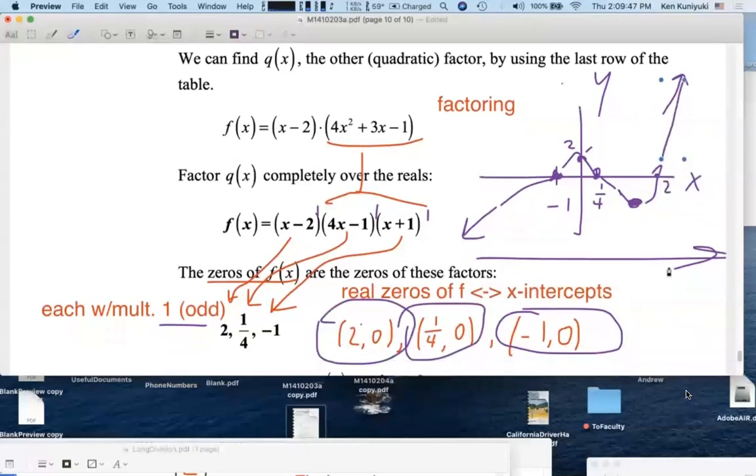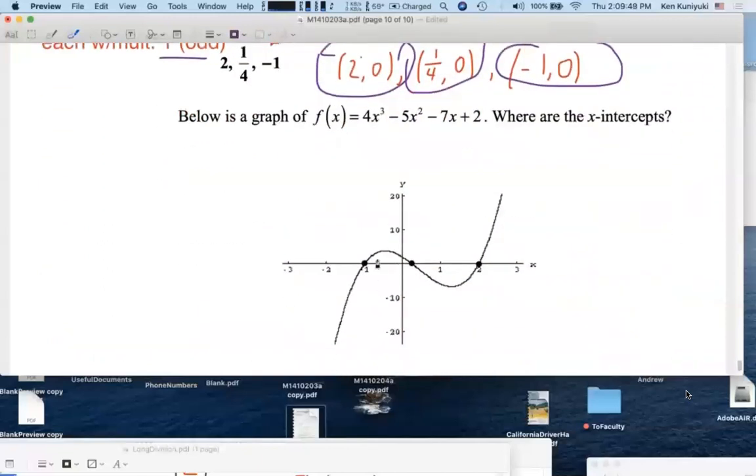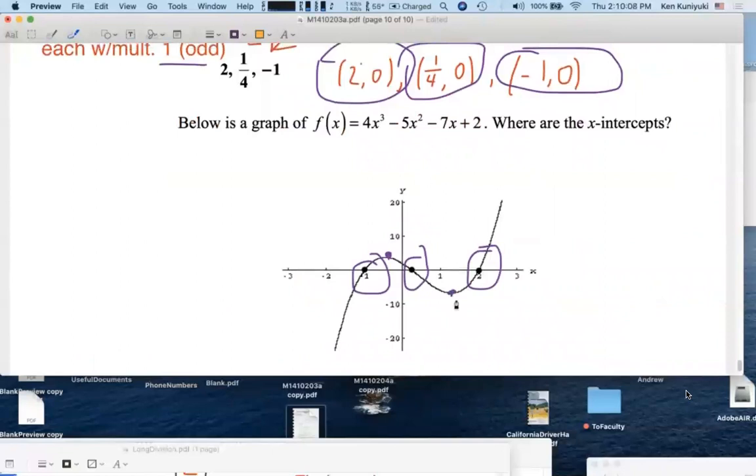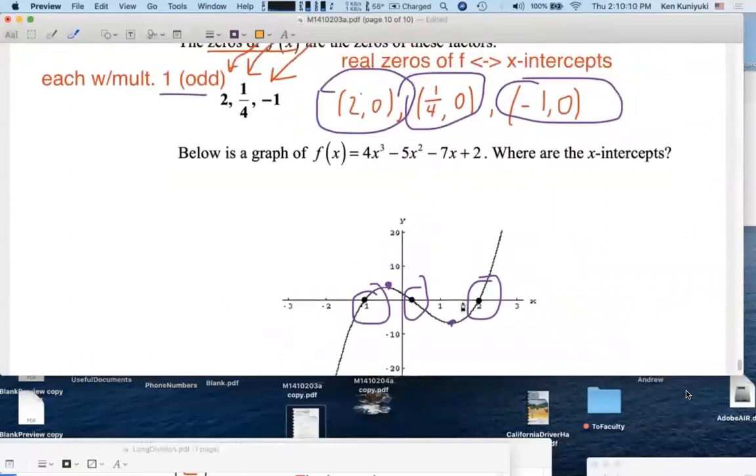Okay. Here's a nicer picture, right? x-intercepts at -1, 0, 1/4, 0, and 2, 0. It turns out that the peak was in quadrant 2. You can verify that with calculus. That's where the derivative is 0. And we have a minimum point here in quadrant 4, of course. Again, you can locate that using calculus, where the derivative is 0. Here's an even nicer graph.